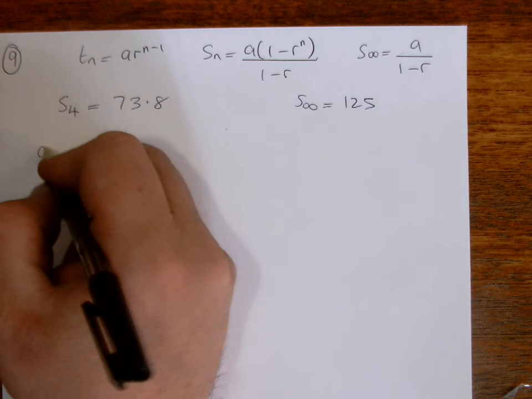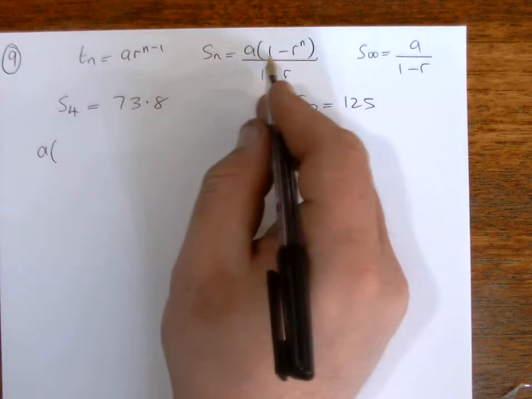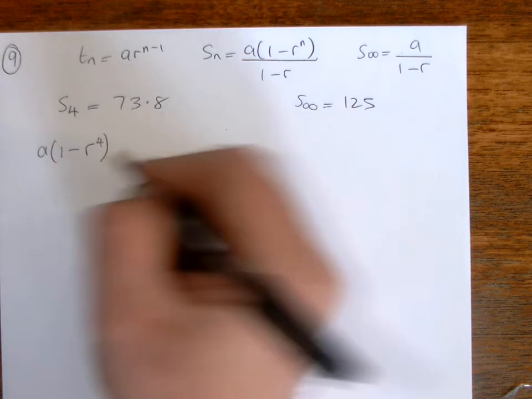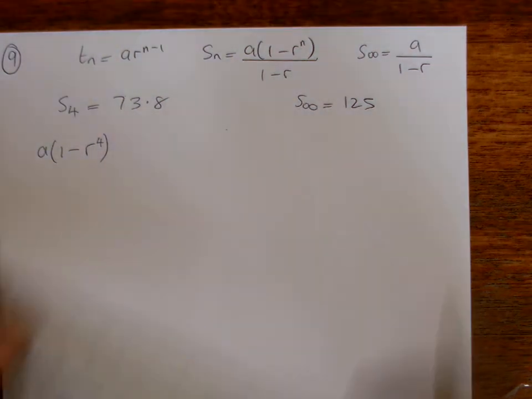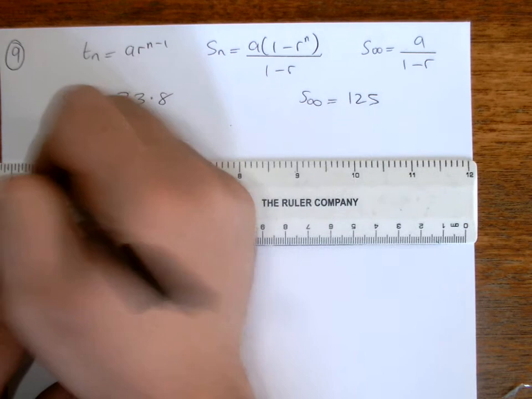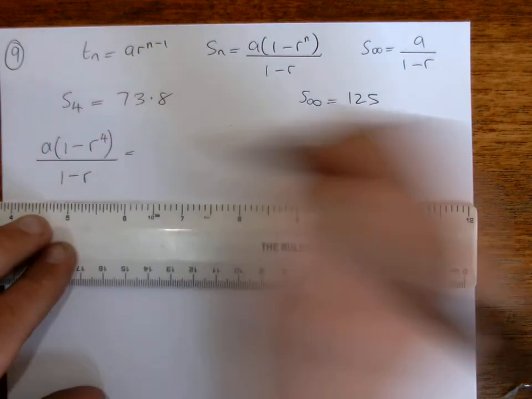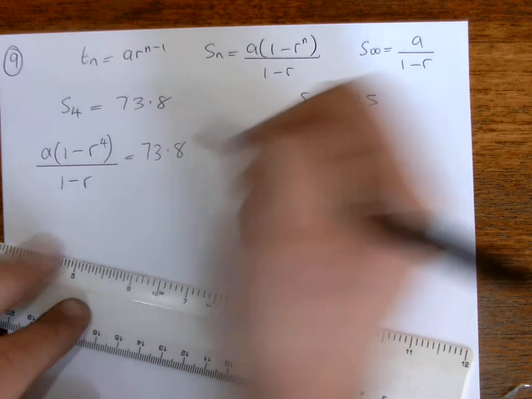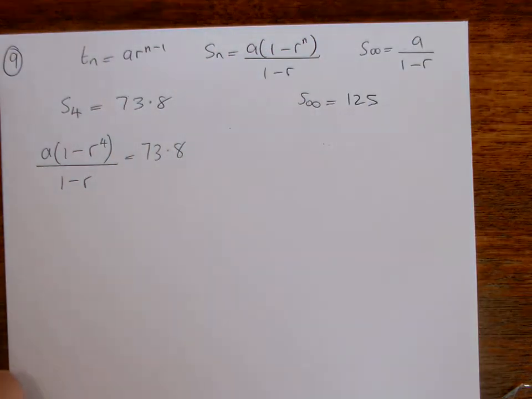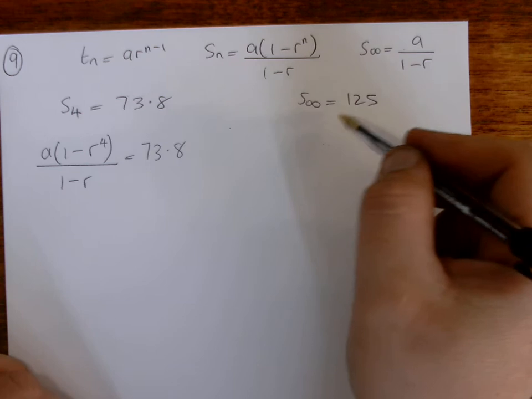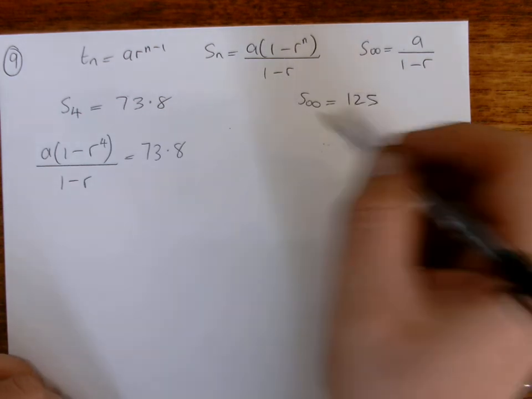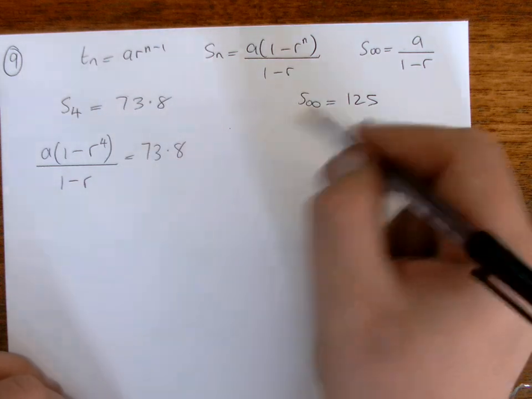So we've got A, in that formula there, 1 minus r to the power n, power 4, over 1 minus r equals 73.8. Well, let's go with that, and let's leave it like that for a moment. Let's have a look at this then.